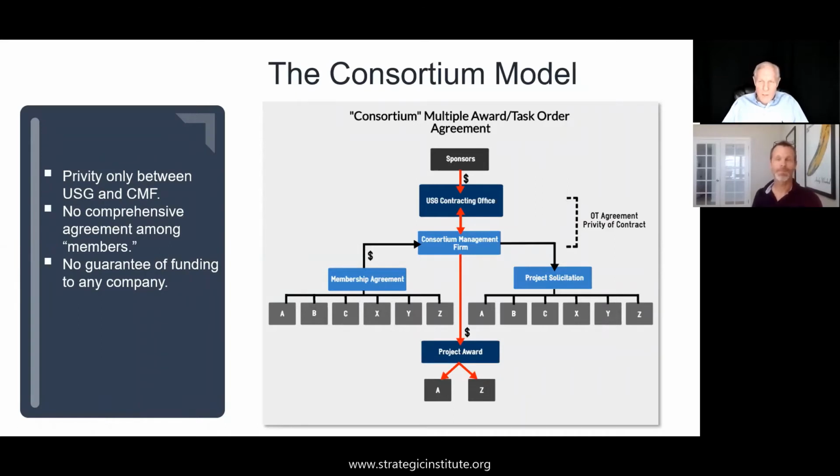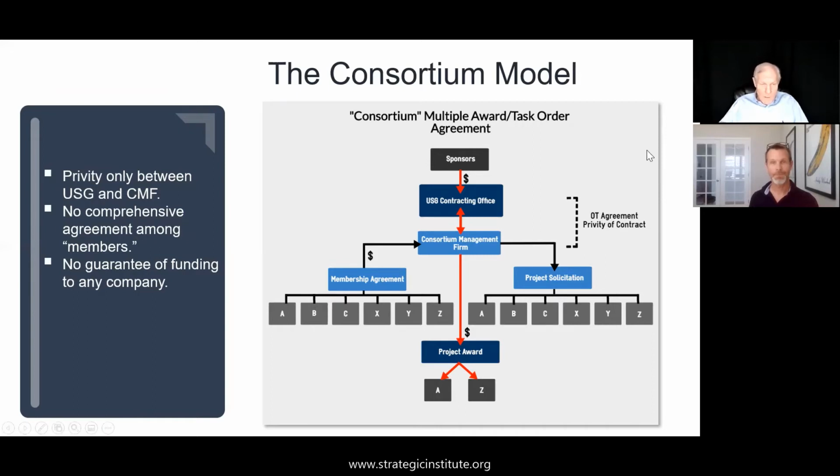This first slide shows the typical consortium that has been followed and replicated time after time since the early 2000s. I call it, it's based on a multiple award task order contract. It's kind of an IDIQ with multiple parties, which was first authorized by the Federal Acquisition Streamlining Act in 1994. And the contracting office that first kicked this off basically followed that model, and it's been replicated time after time.